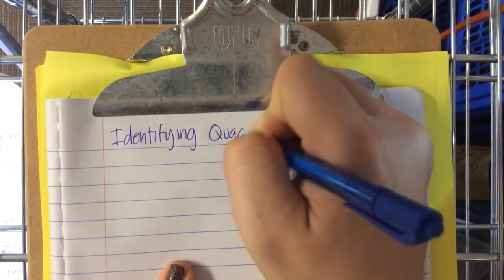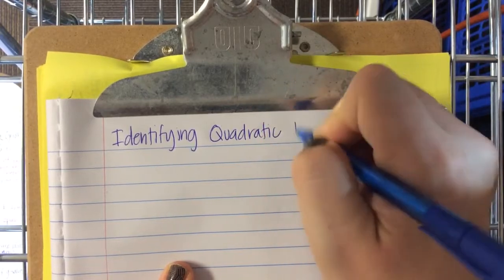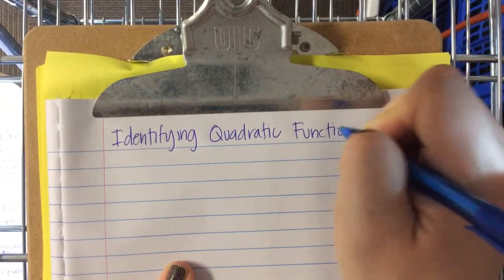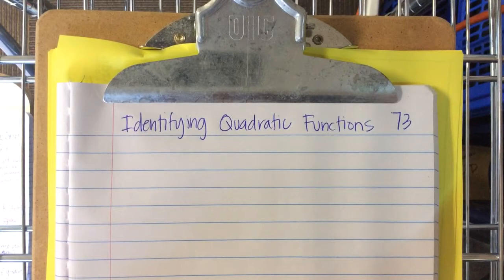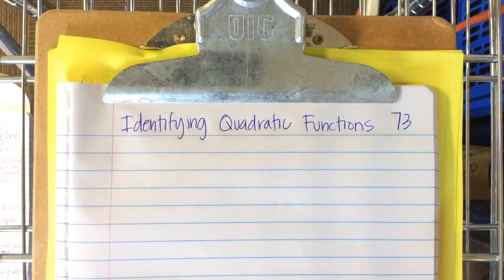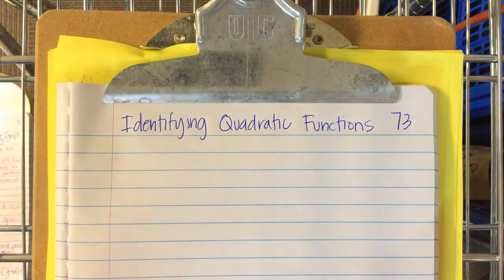Identifying quadratic functions. And again, you guys remember, identification is the easiest of the levels of thinking. Identifying quadratic functions. So, a quadratic function.